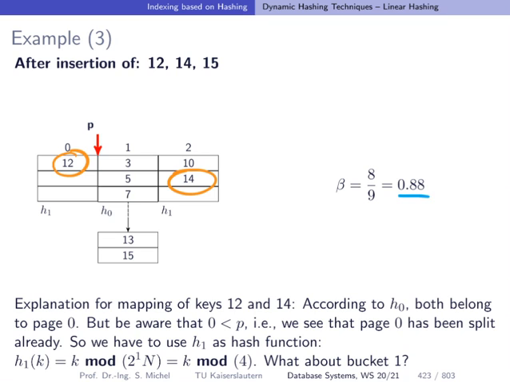According to the initial hash function h0, both would belong to the 0 ID bucket or page. But since we have already split the bucket 0, we now have to apply hash function h1, and then h1 is telling us that 12 is staying here and 14 belongs to the bucket with ID 2. For the bucket with ID 1, since this is not yet split, but it's just the next one to be split, we're sticking with hash function h0.